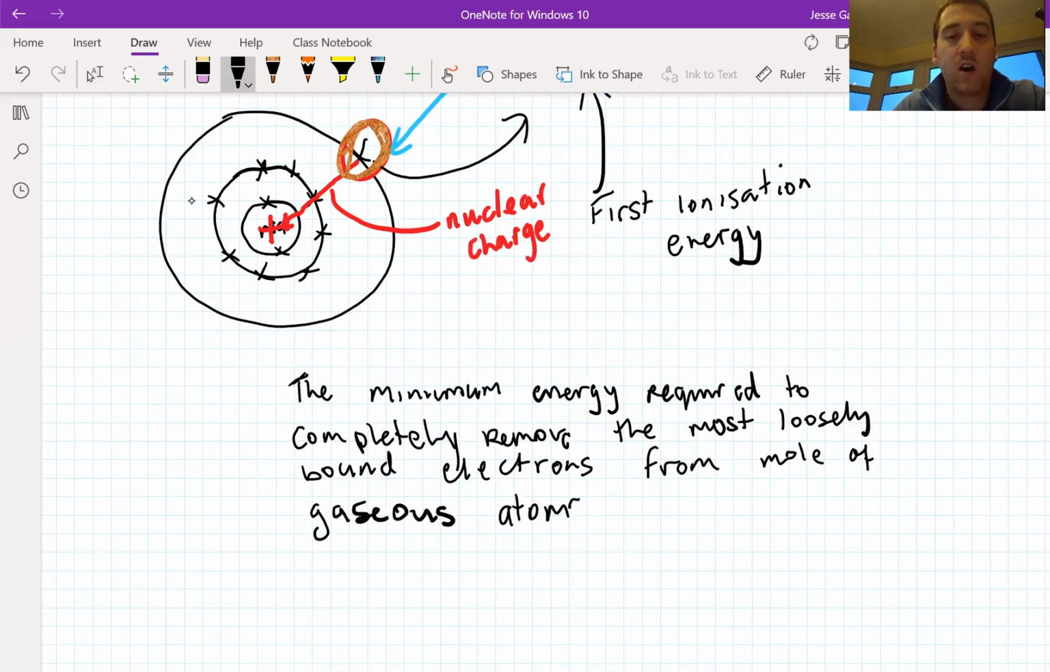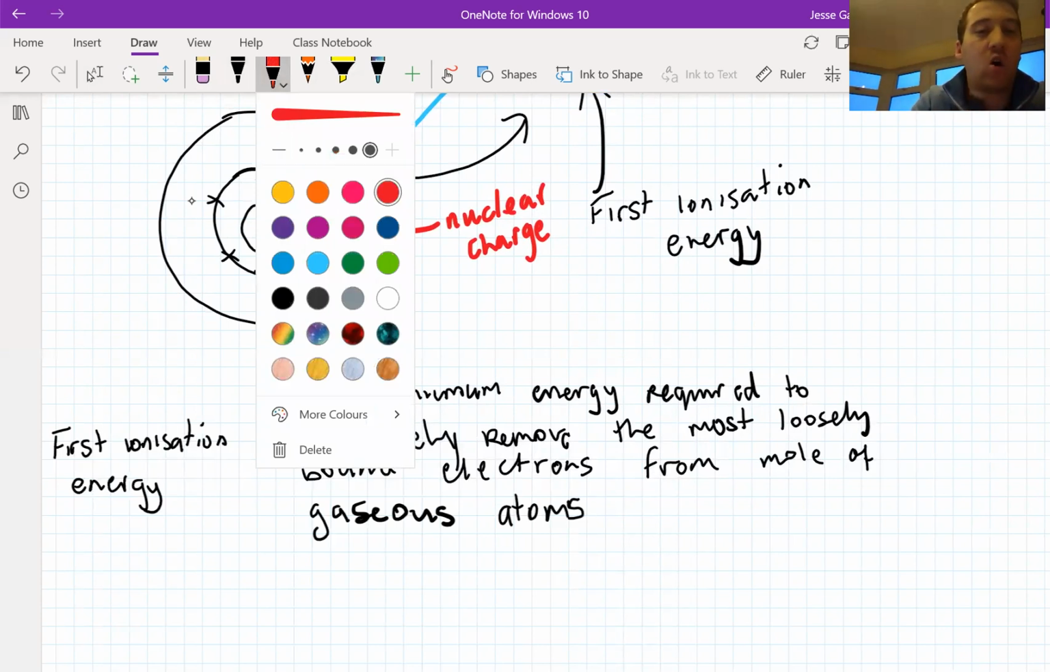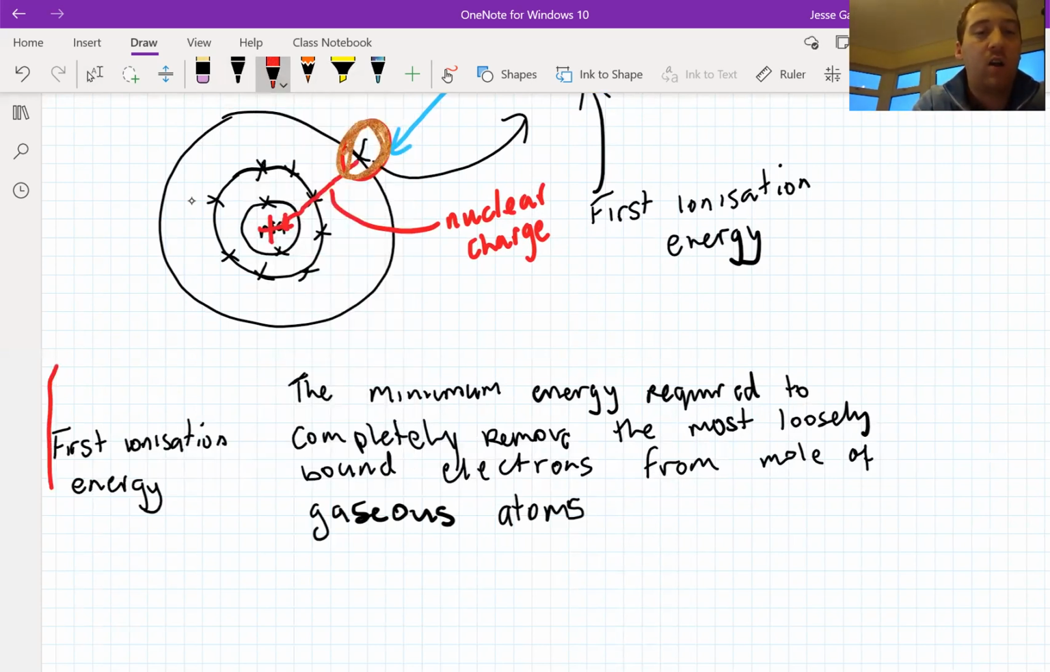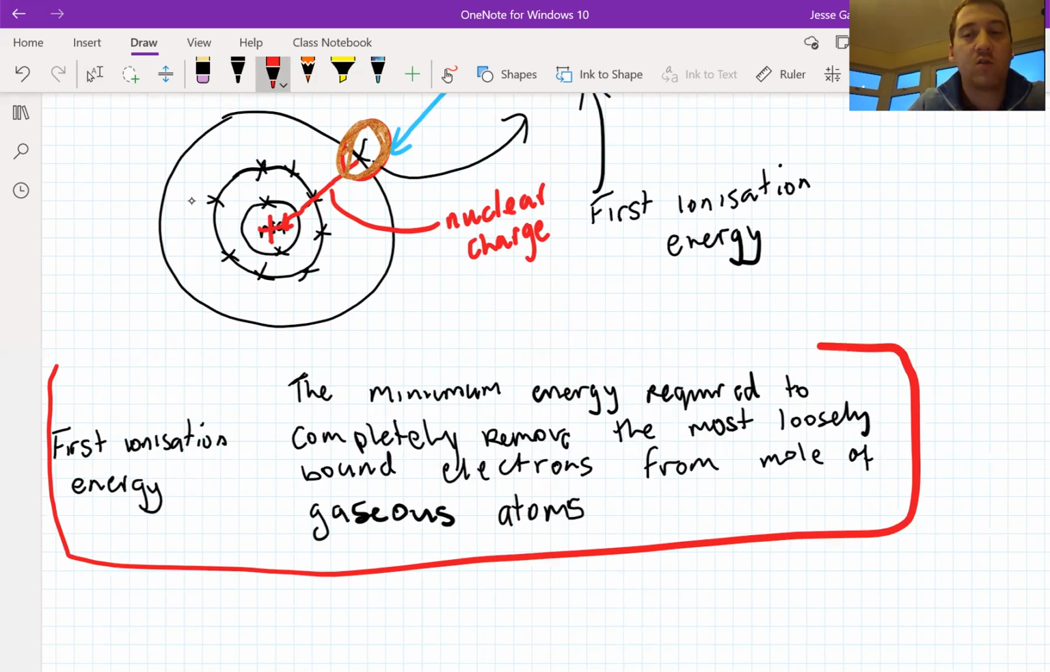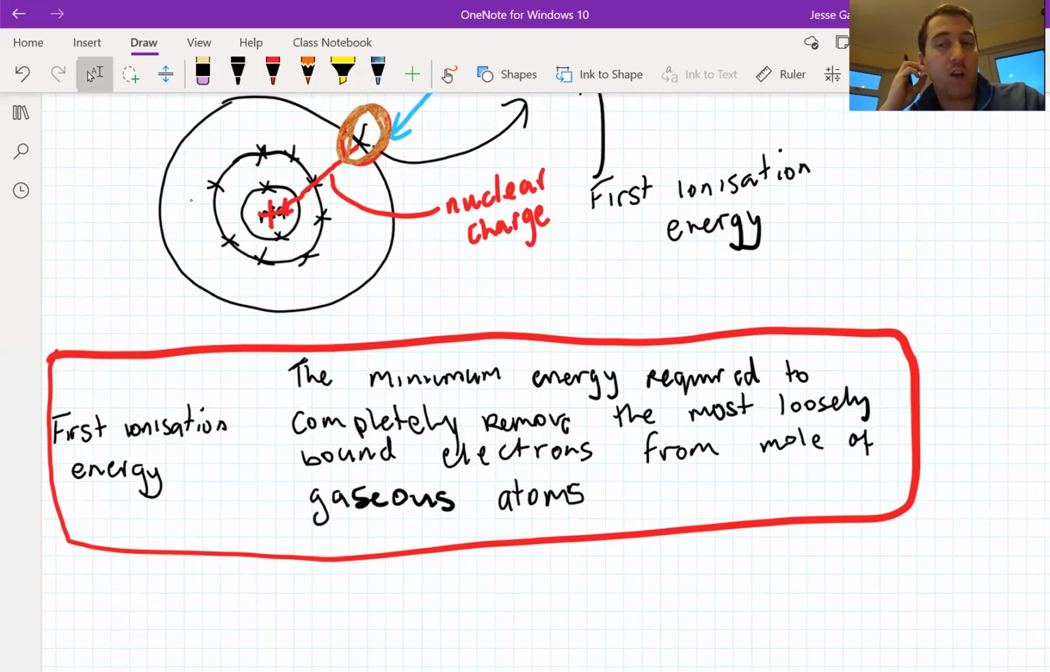So let's just take stock of what I've written there and reread it. It's the minimum energy required to completely remove the most loosely bound electrons from 1 mole of gaseous atoms. This is what we refer to as the first ionization energy. And it is a definition that we need to learn. But like I said, I hope I've explained really well what it actually is, because I don't just want to ask you to learn something for the sake of it. I want you to understand it too.